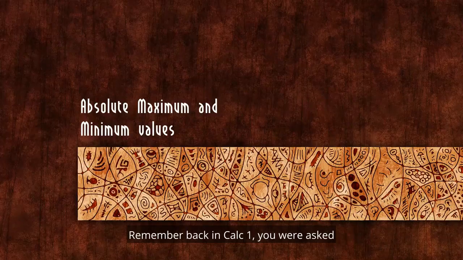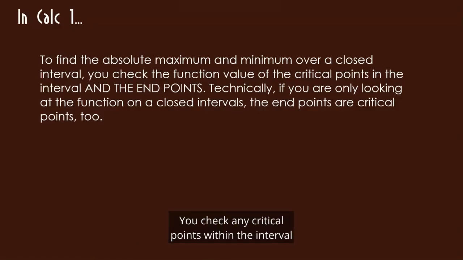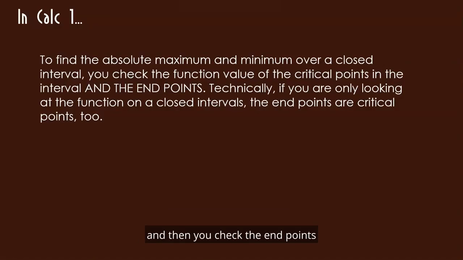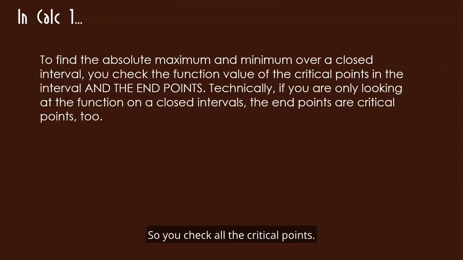Remember back in Calc 1, you were asked to find the absolute maximum and minimum over a closed interval. And it did exist. You checked any critical points within the interval, and then you checked the endpoints, because if your function ends at the endpoints, technically those are critical points also. So you check all the critical points. The biggest one was your maximum, and the smallest one was your minimum.